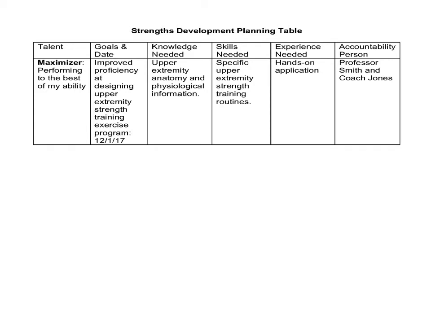So the professor for that class is going to be one of their accountability partners, and the other accountability partner is Coach Jones, who's a strength and conditioning coach at the college where the student is. So these people will hold this student accountable and help and mentor them to meet those goals by helping them get the knowledge, get the skills, and get the experience. So that's one way we can develop our areas of strength.